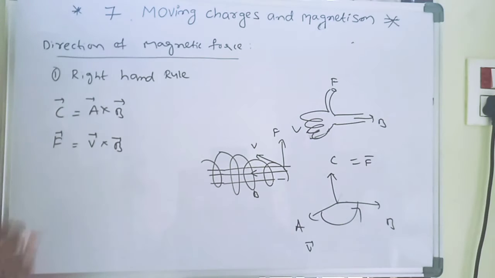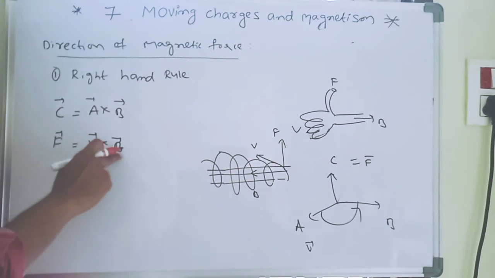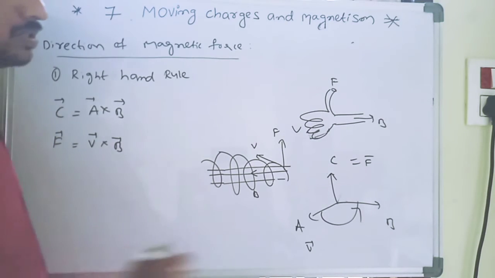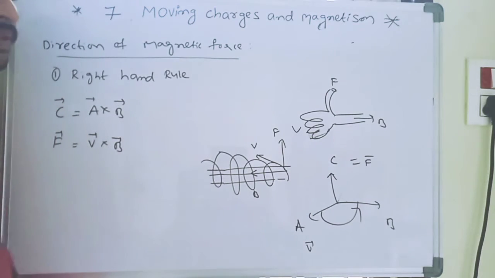And one more thing, V, B, F, they are perpendicular to each other. So remember this point. They are perpendicular to each other.